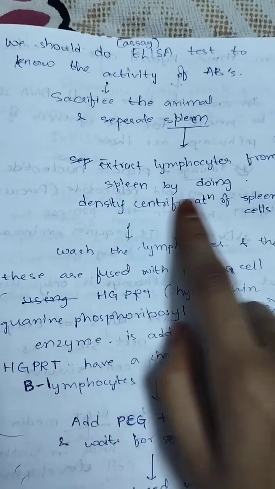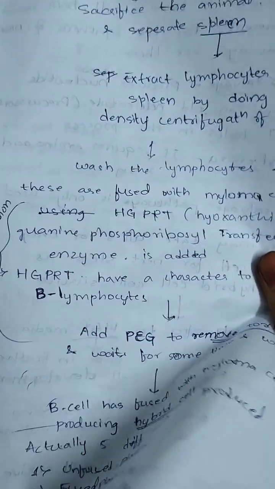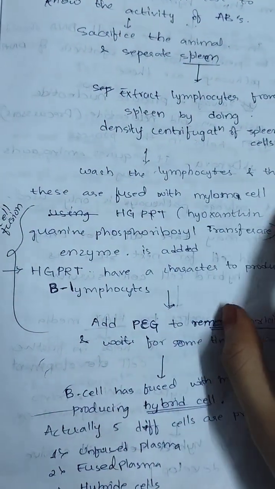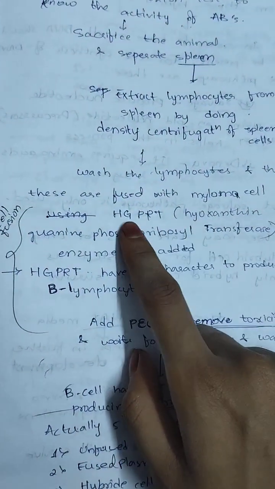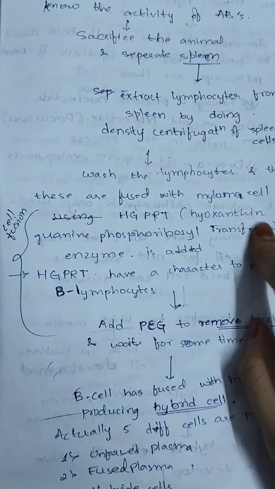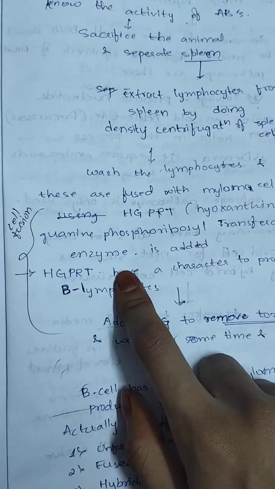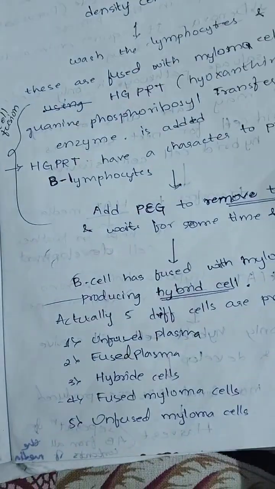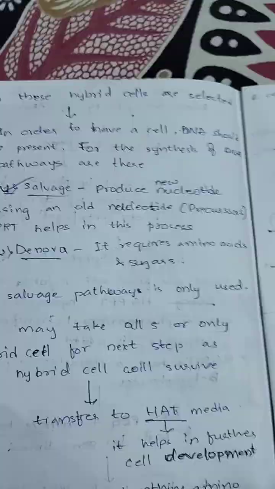Lymphocytes are extracted from the spleen by density centrifugation. Lymphocytes are washed and fused with myeloma cells. HGPRT is nothing but hypoxanthine guanine phosphoribosyl transferase. This is used for the salvage process. Then PEG is added to fuse the cells, and then it is washed. Five different types of hybrid cells are obtained.